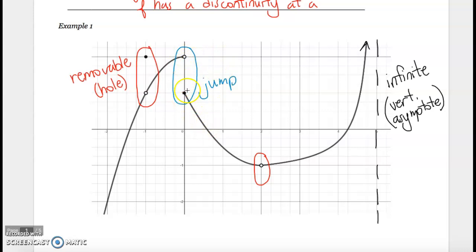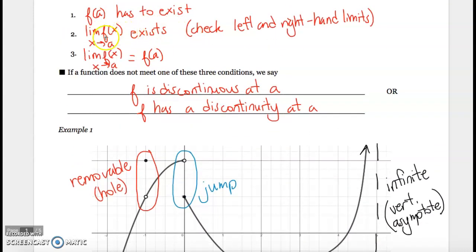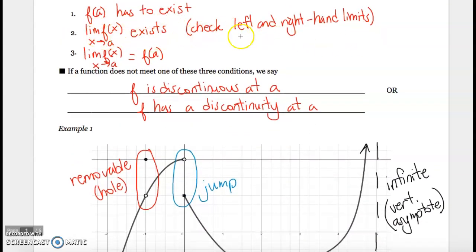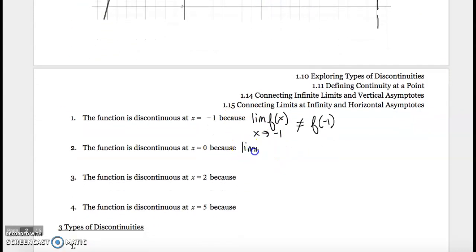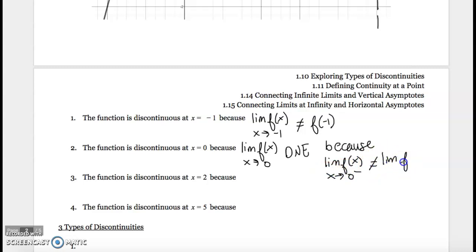And so that would be the reason this would fail the second step. My general limit doesn't exist because my left and right-hand limits didn't exist. So I would say that my limit of this function as x approaches 0 does not exist. And then if you want to give some more description for that, because my left-hand limit does not equal my right-hand limit. So that could be the other reason for a discontinuity.